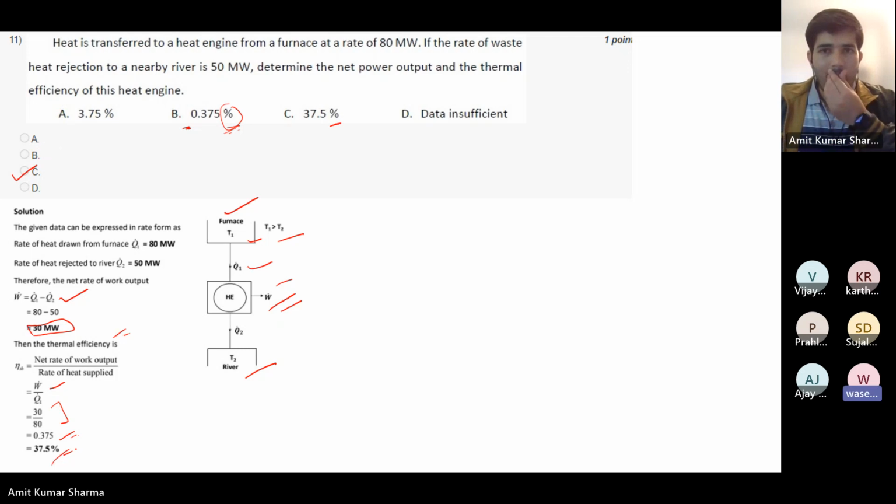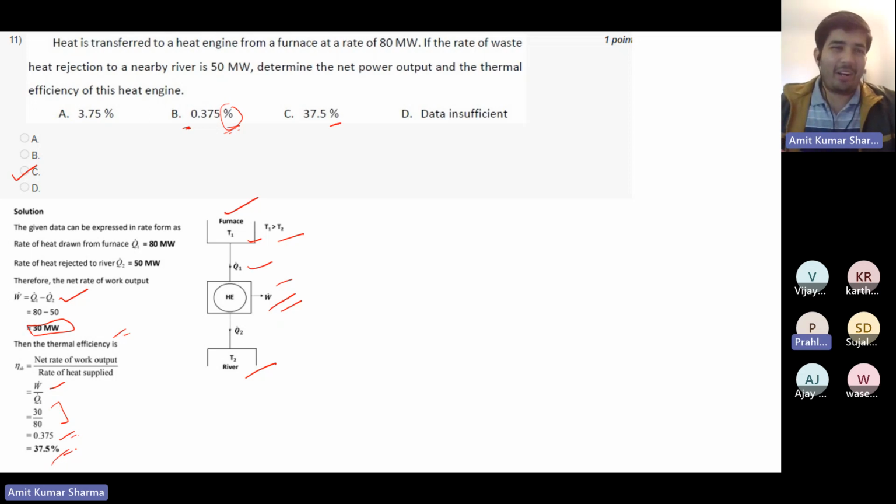Is it clear? Sir, the question asks two things: determine the net output and thermal efficiency, but the options are only for efficiency. Yeah, so you have to check the options only. If you don't know the power output, you cannot calculate the efficiency. So the question is smart, because only after the power output can you know the efficiency. That's why they mentioned determine the net output and then find the efficiency. So I think it's clear to everyone.